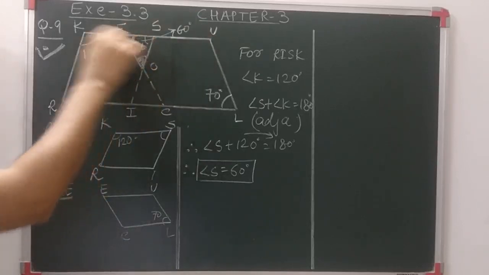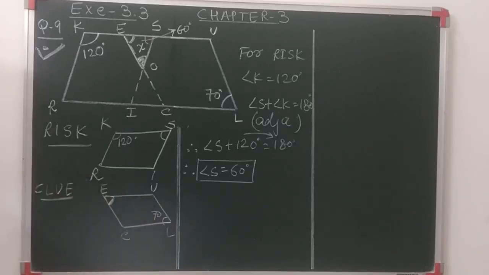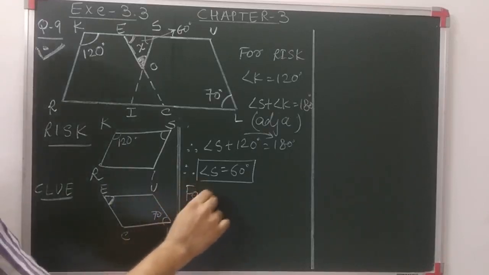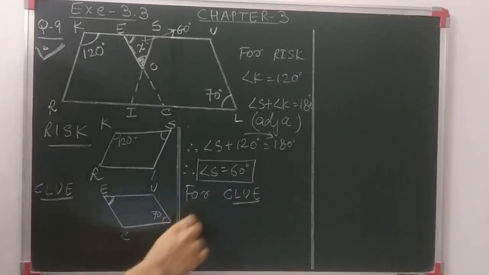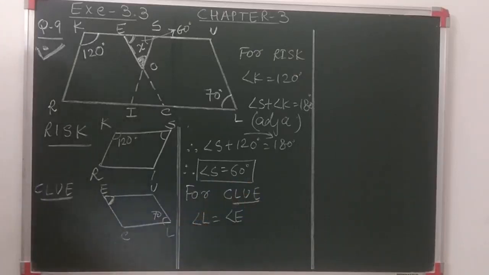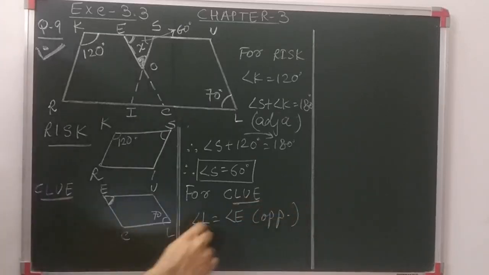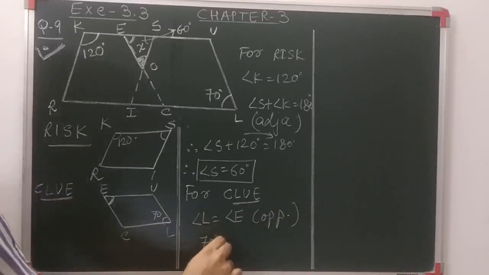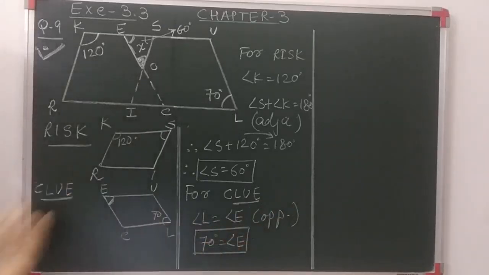Now let's see how to obtain E. This is the angle we require. Do we have any relation between these two? Yes, that is absolutely correct. For this parallelogram CLUE, a pair of opposite angles L and E are always equal. Pair of opposite angles. So L is 70, so we will get angle E is also 70.